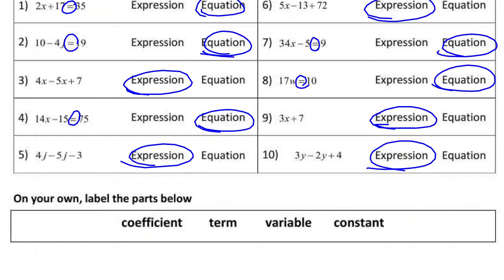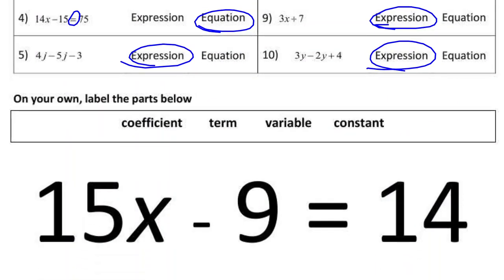So next thing I want you to do is pause. I want you to practice labeling again. Now this one, because it has an equal sign right here, this is an equation. So I want you to label the parts of the equation for me.